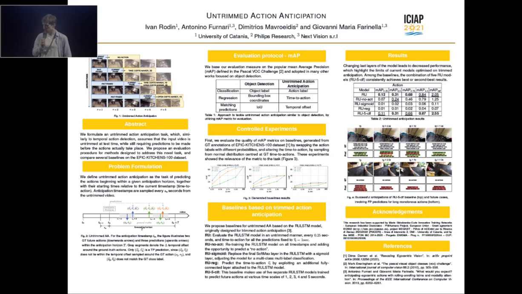Classical action anticipation task consists of predicting the unobserved future action from a short video sequence sampled 1 second before the beginning of the action. This task gained much popularity in the research community after the introduction of the Epic Kitchens dataset. However, we believe that this problem formulation has some limitations when applying it to a real-world scenario.